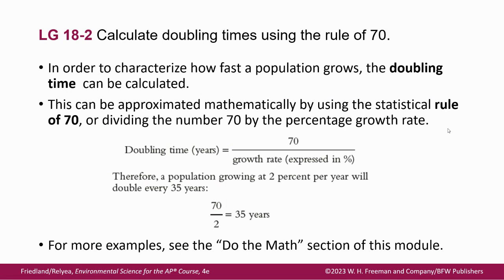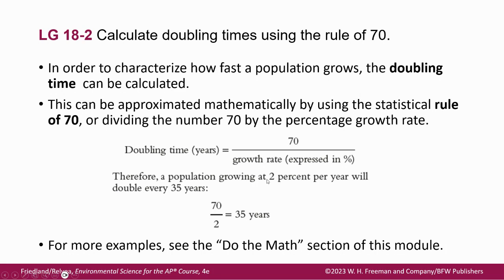This can be approximated by a mathematical equation using the statistical rule of 70, or dividing the number 70 by the percentage growth rate. So doubling time in years equals 70 divided by the growth rate expressed as a percentage. Therefore, a population growing at 2% each year will double in 35 years.